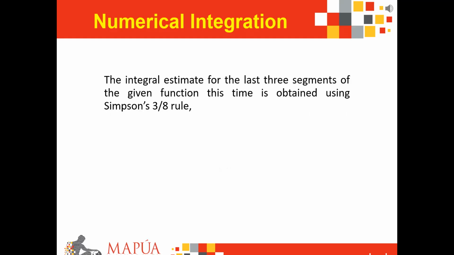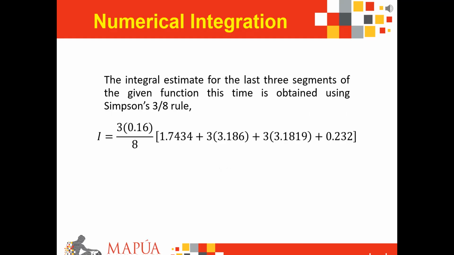We then estimate the remaining last three segments using the Simpson's 3/8 rule, giving us now a pattern of this solution, which is 3 times h, which is 0.16 over 8, multiplied by the first function this time, which is 1.7434, plus 3 times the next function, which is 3.186, plus 3 times the next function, which is 3.189, all the way to your last function, which is 0.232, giving us a summation of 21.0791 and an integral estimate equal to 1.2648 square units.